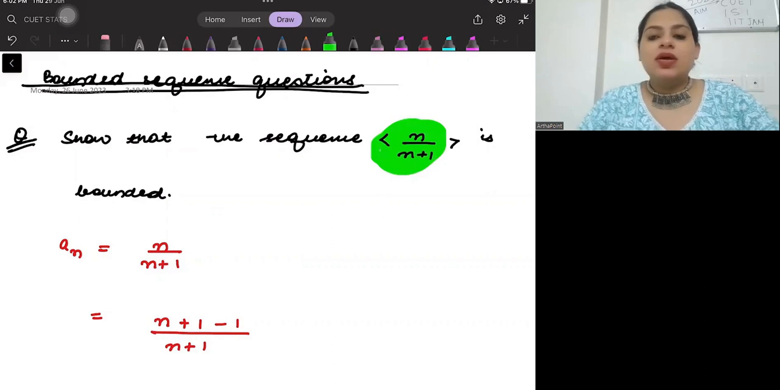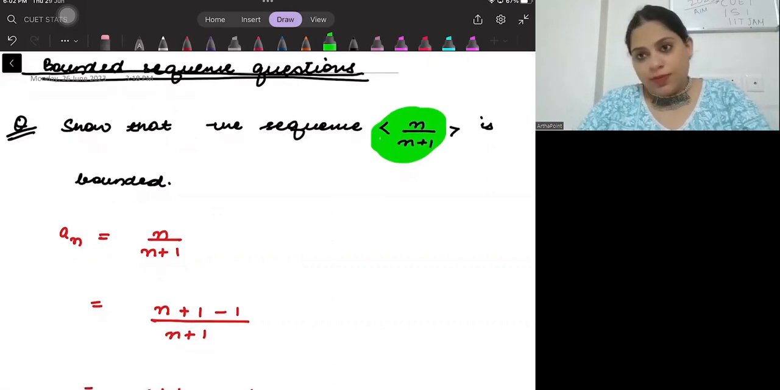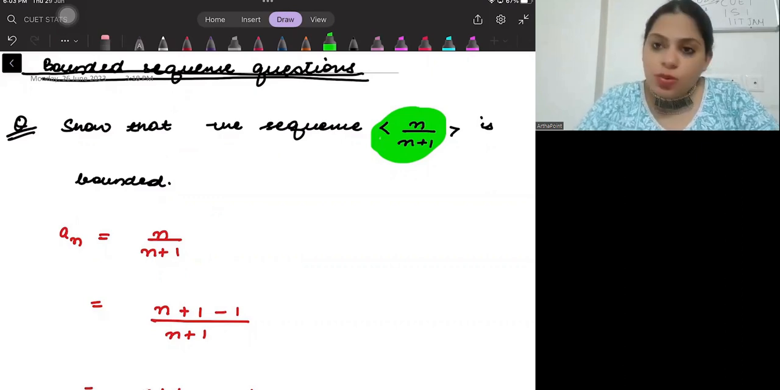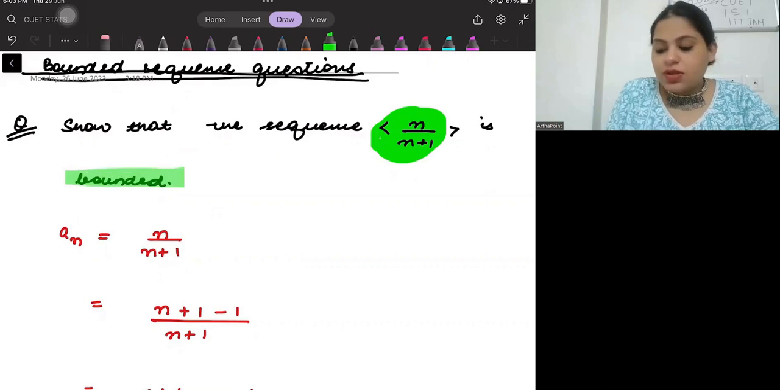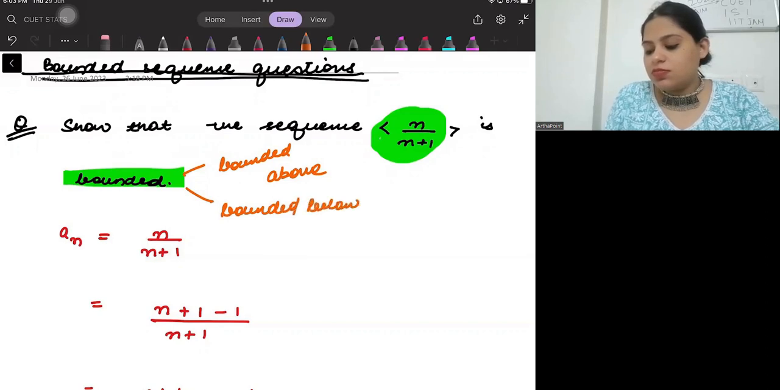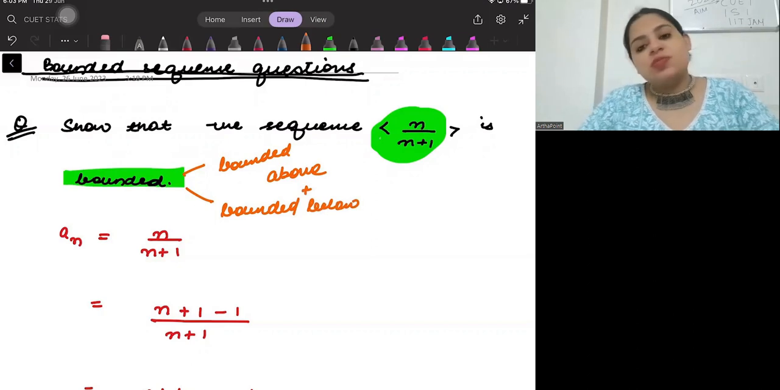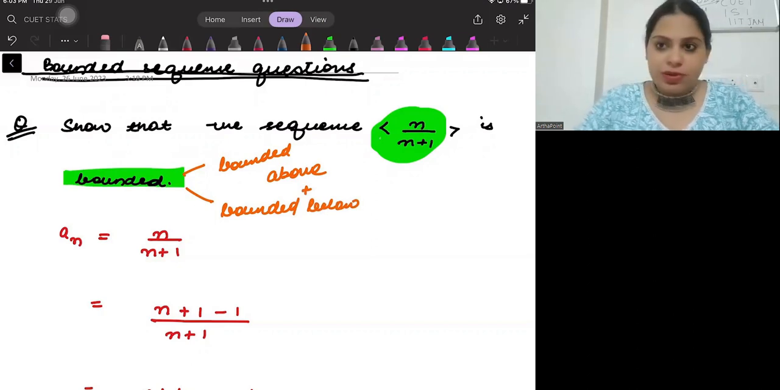right? So the sequence given to us is n upon n plus 1. In the last lecture, we saw that a sequence is bounded if it is both bounded above and bounded below. So we need to prove that this sequence is both bounded above and bounded below.